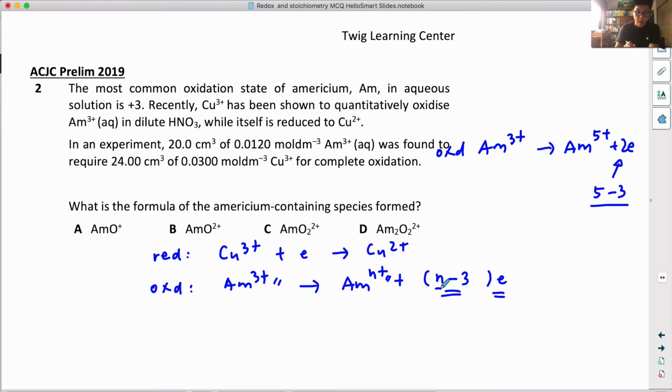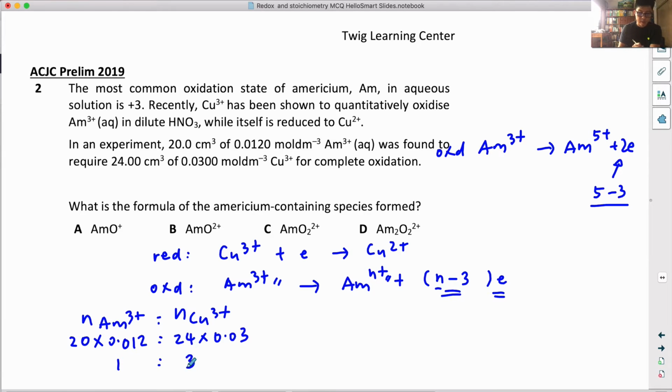Now we have to find the mole ratio, the number of moles of Am3+ to copper 3+. I'm going to do it very quickly. 20 times 0.012 is to 24 times 0.03. If you simplify this, you get 1 to 3. I'm finding the moles, volume times concentration, to get the mole ratio. So 1 mole of this will react with 3 moles of this.